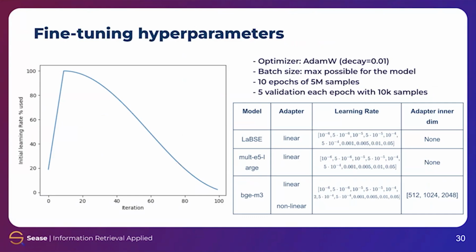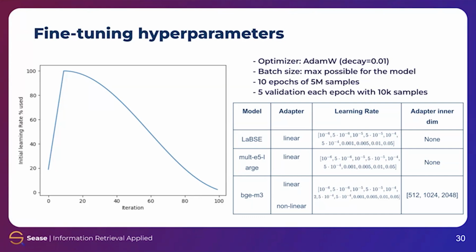Fine-tuning hyperparameters. Some of them are very basic, like weight decay, decay, batch size. In this case, they told me not to change too many parameters, so we don't waste time. So max possible for the model. We reduced the data, so not 39 million samples, just 5 million. And the validation was done every epoch, only 5 times, with a subset of the validation set.